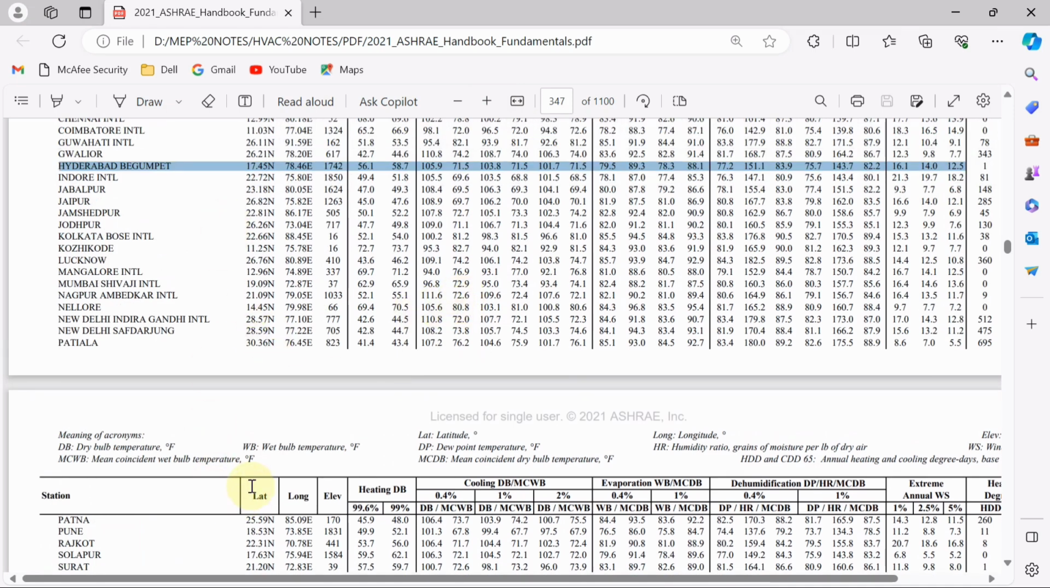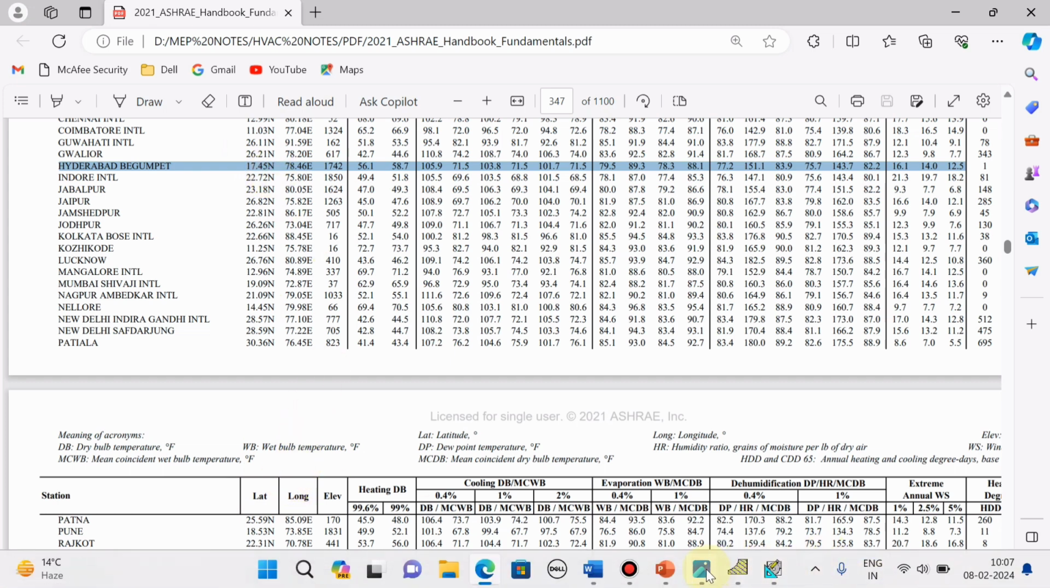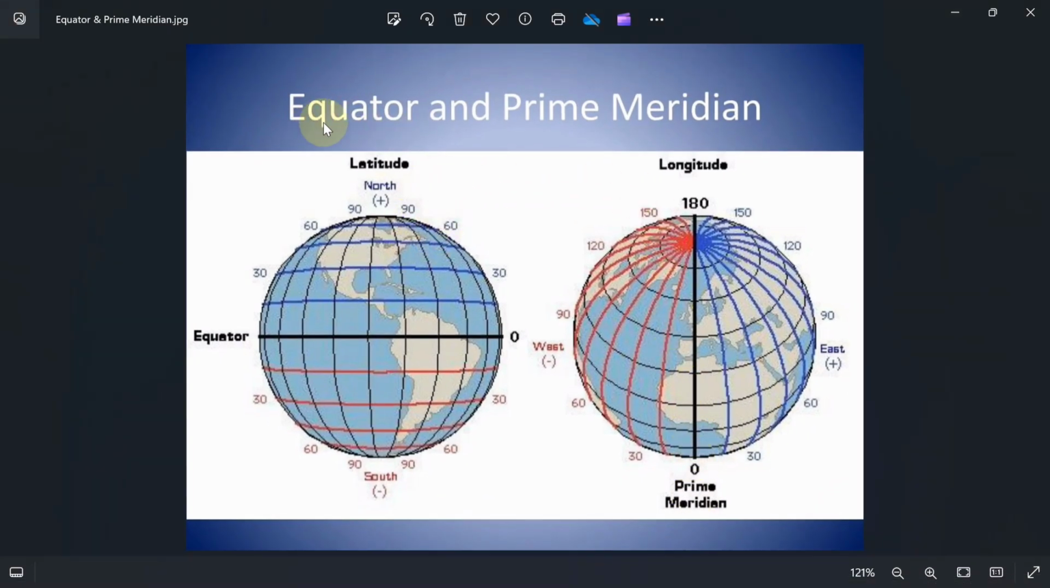First option is given here, latitude. Can you see here? Latitude option for Hyderabad, 17 point. See, it is written in the heading, latitude 17.45 north. So first try to understand what is latitude. Remember, here I have opened the equator and prime meridian image. In that I will discuss both the latitude and the longitude.